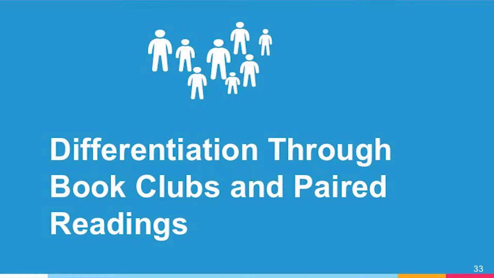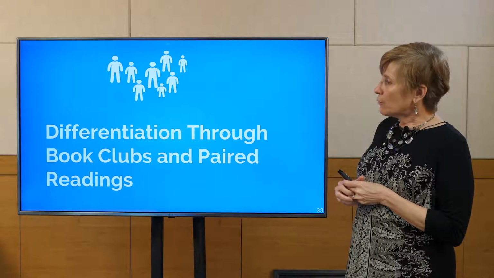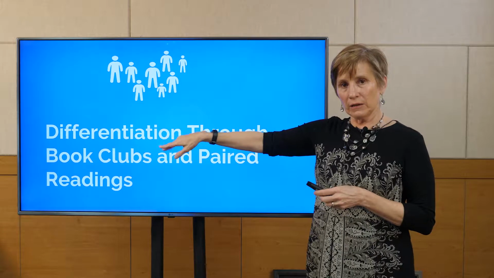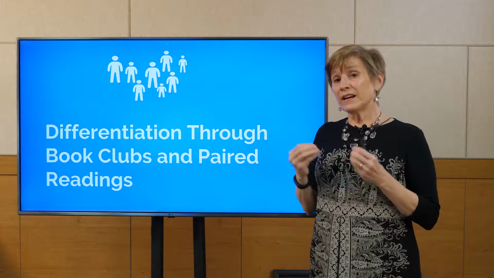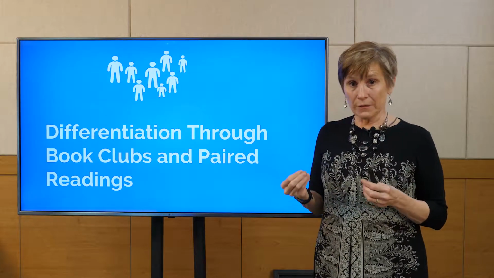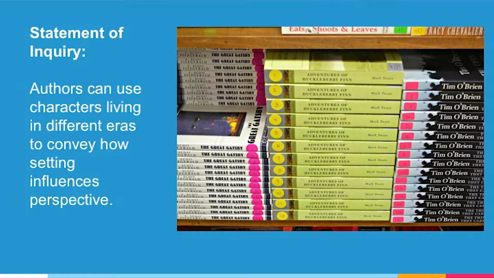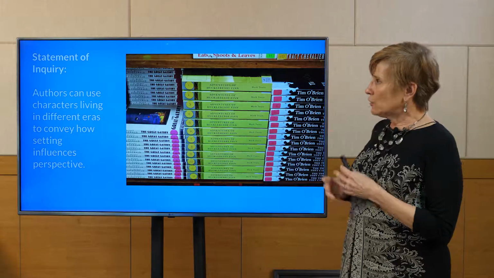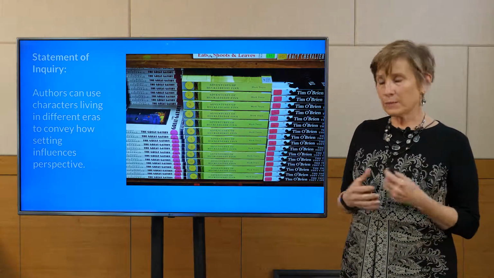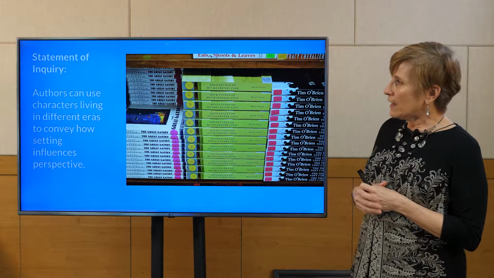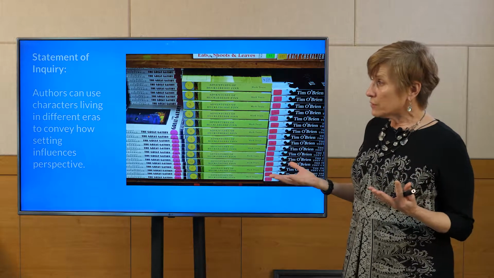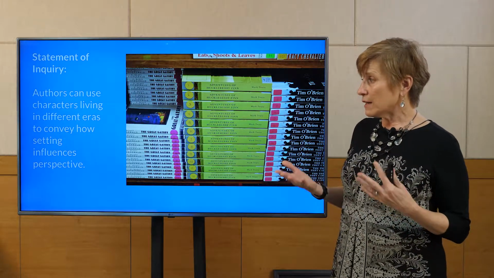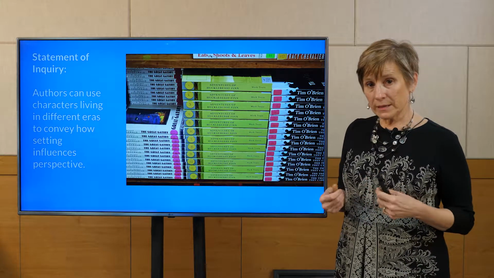So the last thing I want to talk about is other ways you can differentiate in the English classroom to meet the needs of 21st century learners and the diverse learners you are going to have in your classrooms. So, you might have a unit about historical fiction if you're going to be an English teacher. You might have a statement of inquiry that looks something like this. Authors can use characters living in different eras to convey how setting influences perspective.